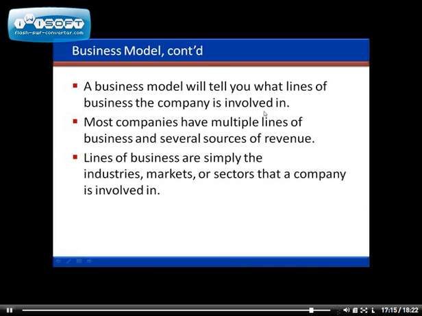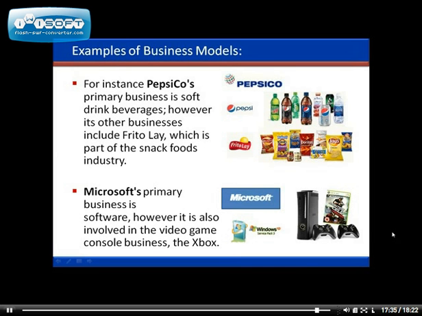The other thing that the business model will tell you is what lines of business the company is involved in. Most companies have multiple lines of business and several sources of revenue. By lines of business, I'm referring to the industries, markets, or sectors that a company is involved in. Let's look at an example. PepsiCo's primary business is soft drink beverages. However, its other businesses include Frito-Lay, which is part of the snack foods industry. Another example is Microsoft, whose primary business is software. However, it is also involved in the video game console business, the Microsoft Xbox.